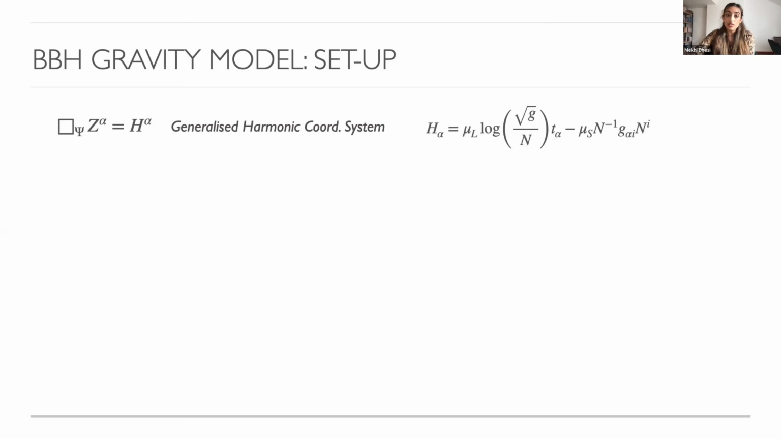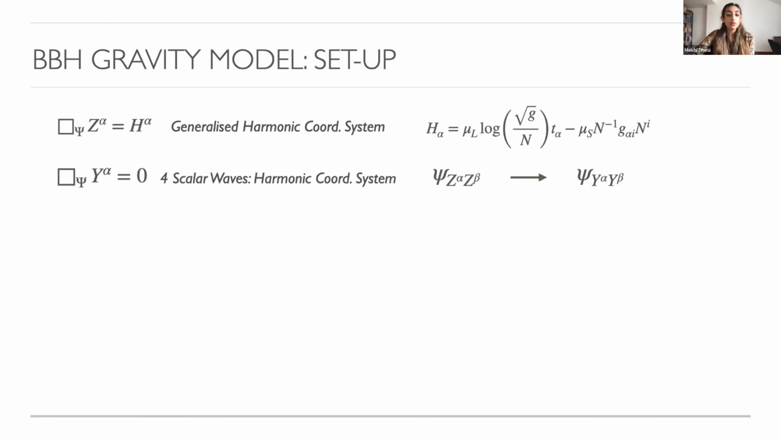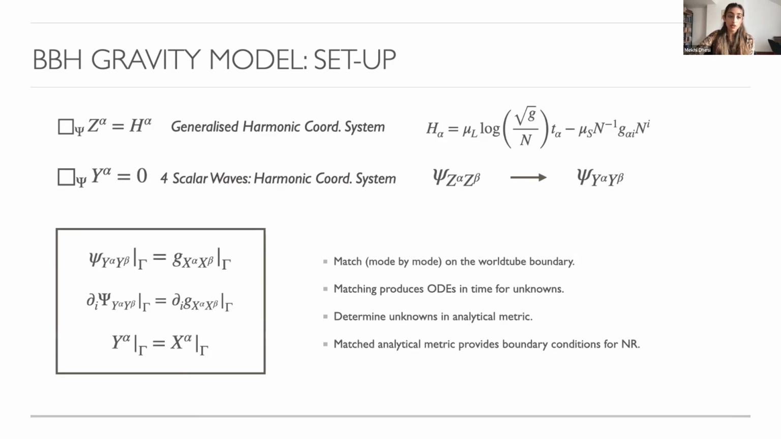So this continues as the numerical evolution, but then we also evolve 4 scalar waves given by Y alpha, which constitute an auxiliary numerical harmonic coordinate system. And the relation between the standard harmonic, the auxiliary harmonic coordinate system and the generalized harmonic coordinate system is known. So you can actually find the numerical metric in harmonic coordinates. And then we match this numerical metric in harmonic coordinates to the analytical metric in harmonic coordinates.